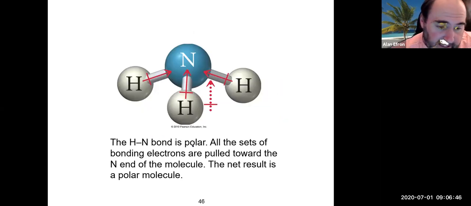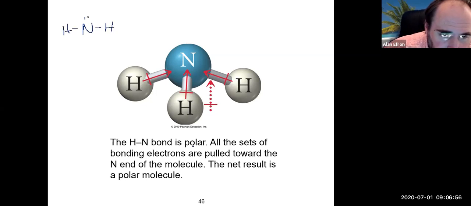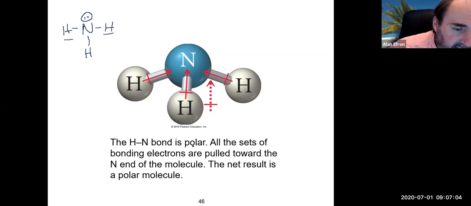NH3. So if we look at NH3, again, if you draw the Lewis structure for NH3, pretty much all you have to do is look at it and go, I see dots. I see same thing attached all around. This is going to be polar. It's going to be a polar molecule. Pretty much all you have to do on that particular one there.